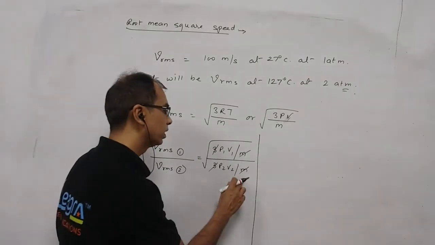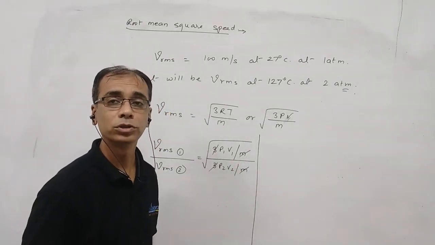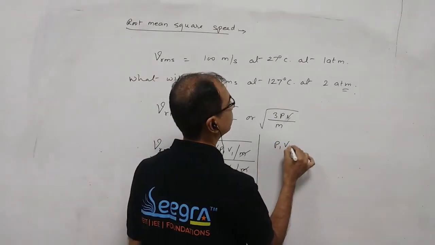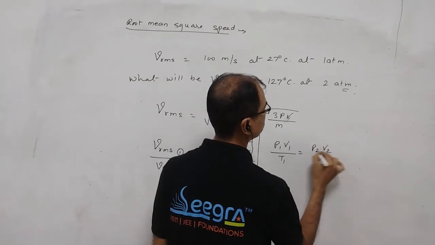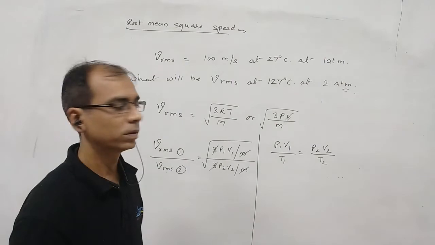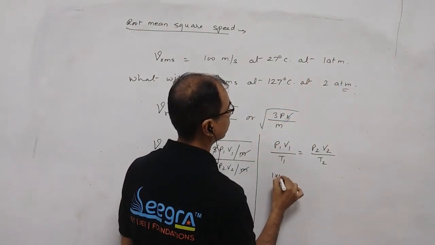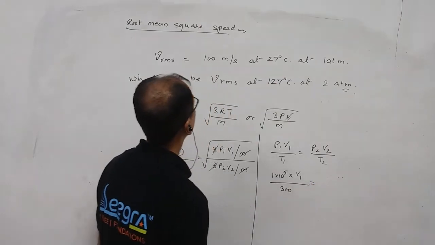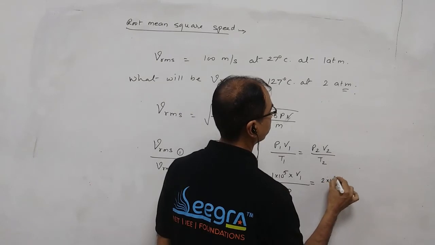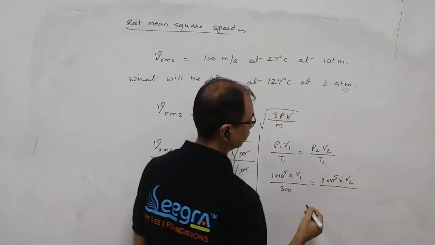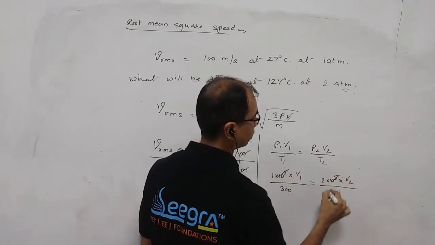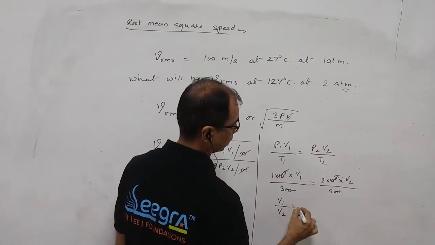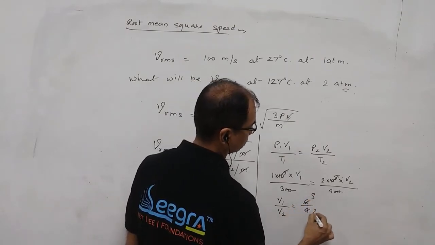Now since we have taken mass of the gas as same, I am considering that number of moles also will be same in both the cases. Then only we can say mass of the gas is same. So if the number of moles are same, can I say P1 V1 by T1 is equal to P2 V2 by T2? This is the number of moles only. So pressure here is 1 atmospheric, so 1 into 10 to the power 5. V1 I don't know. Temperature is given 27, that means 300 Kelvin. Here P2 is 2 atmospheric, that is 2 into 10 to the power 5. V2 we don't know. Temperature is given 127, that is 400 Kelvin. So 10 to the power 5 cancels. Now what did we get? V1 by V2 we got as 6 by 4, that means 3 by 2. Is it okay over here?